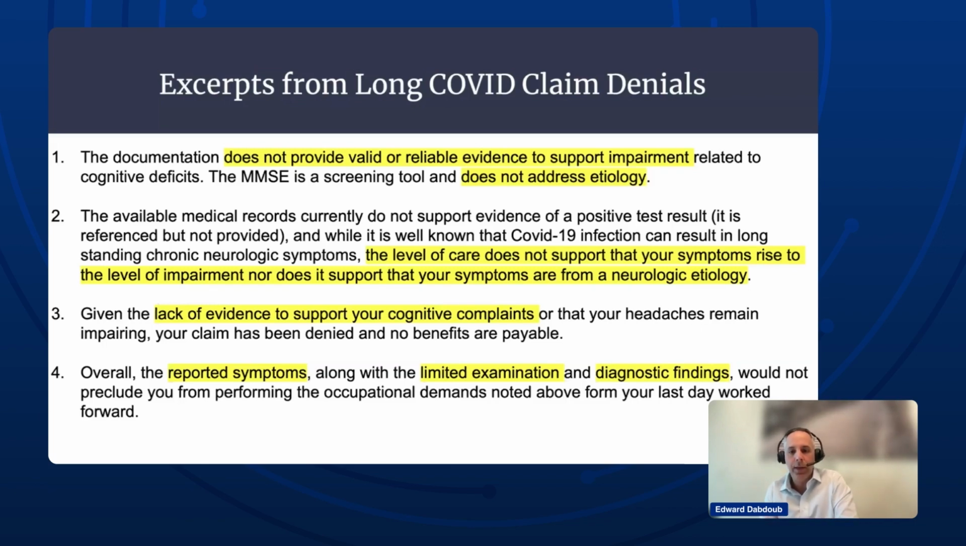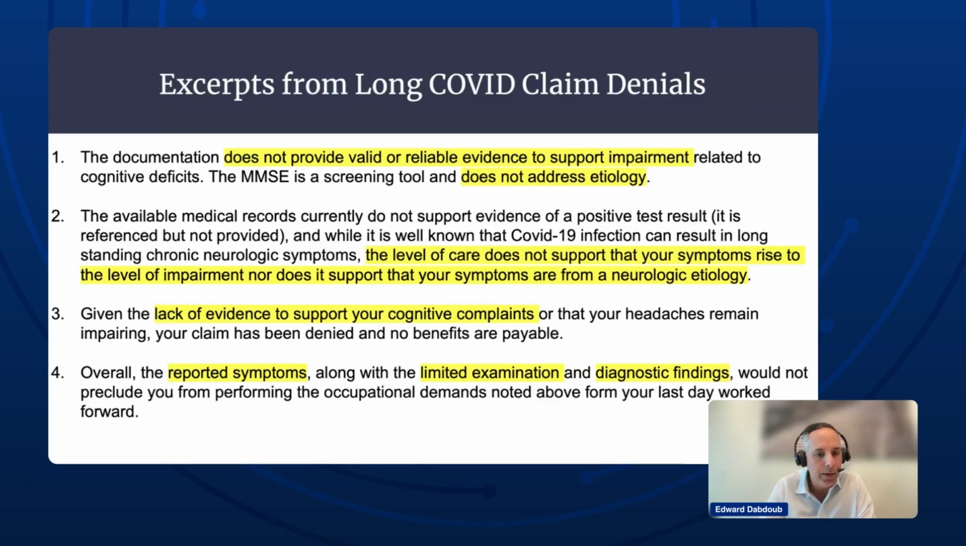And then there's a level of care does not support your symptoms rise to the level of impairment. What does that mean? Well, is your client going to a doctor every 6 months? Okay, the insurance carrier may have a point, not enough care. But be careful to get into that game with them, because the reality is a lot of doctors, they don't really have a great way of treating this condition. So what does level of care mean when doctors themselves haven't really fully figured out how to treat someone who is suffering from long COVID symptoms? We'll talk about that a bit later.